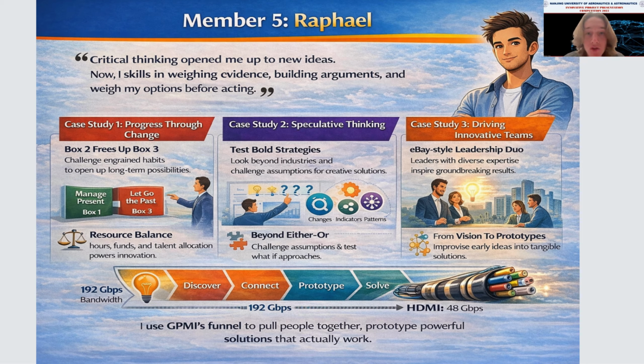I learned the crucial principle that box 2, letting go of past habits, truly frees up resources and mental space for box 3, allowing us to pursue long-term possibilities. It also emphasized the importance of resource balance, strategically allocating time, funds, and talent to power real innovation through a cycle of discovery, connection, prototyping, and solving.